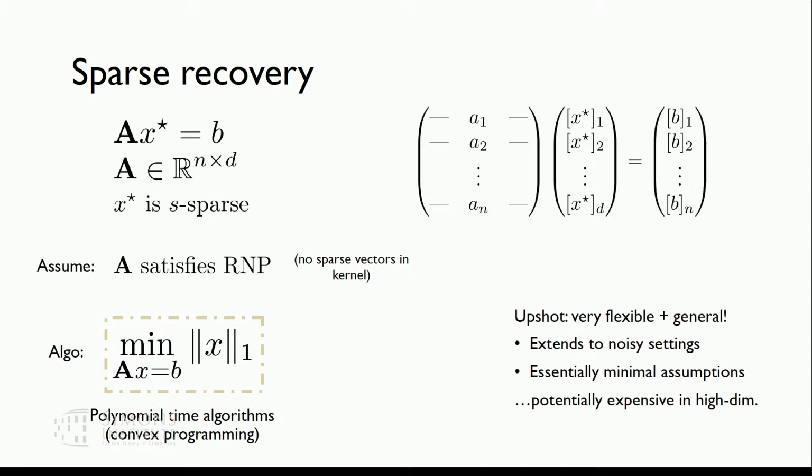This is a very desirable algorithm in many ways. It's very flexible, it generalizes to noisy settings just fine, and it uses essentially minimal assumptions about the problem. All you need is that A satisfies R and P. The only downside, although I know many in this room are working hard to alleviate even this downside, is that it's potentially expensive in high dimensions to run a generic convex programming solver.